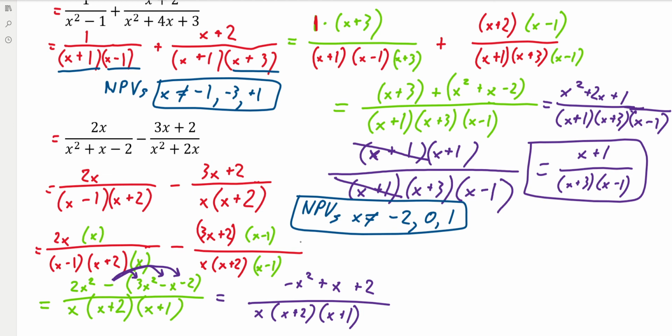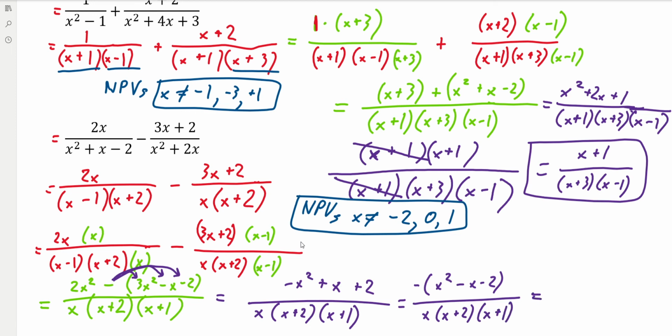Okay, now it's possible that this is factorable. So the only way to tell is if we take out the minus in front of the x squared. Otherwise, it's too challenging, at least for me. So I'm going to take out the minus. And we're going to be left with minus x minus 2. At the bottom, we've got x plus 2, x plus 1.